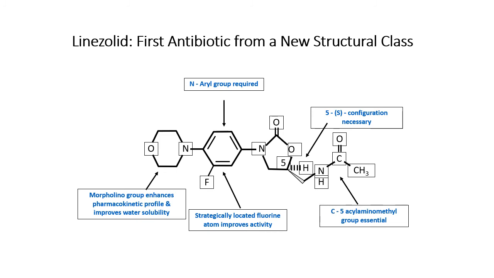This is just looking at the SAR. The basic pharmacophore is the benzyl ring and five-membered ring here, plus we need the correct stereochemistry here with a 5S configuration there. We also need to have the acetylaminomethyl group here. This morpholine group, in this case, improves the pK properties and makes it more water soluble. And this fluorine here improves activity. Not necessarily sure it's clear why that's the case, but that does appear to be the case.